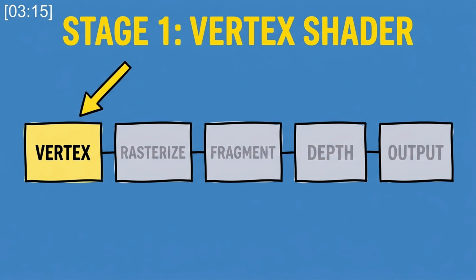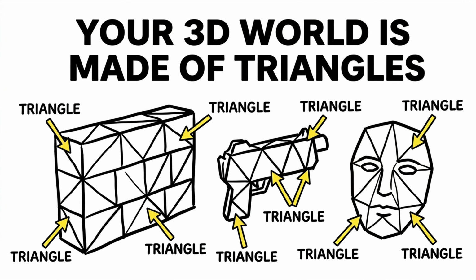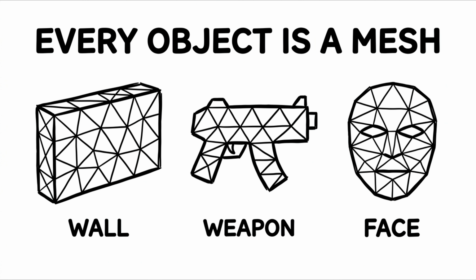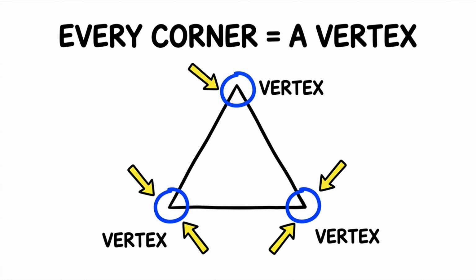The first stage is called the Vertex shader. Your 3D game world is made of triangles, thousands of them, tens of thousands. Every object in the scene, a wall, a weapon, a face, is a mesh of connected triangles, and every corner of every triangle is called a vertex.